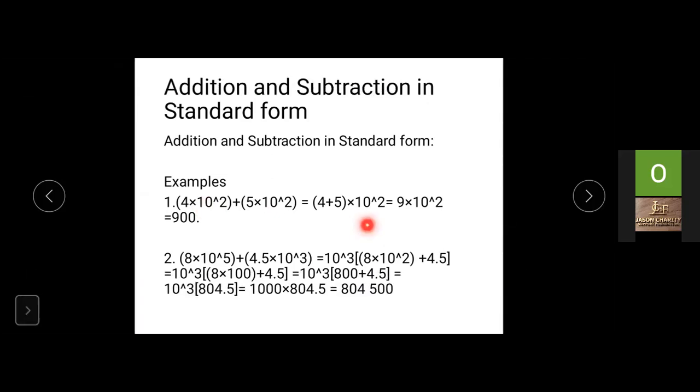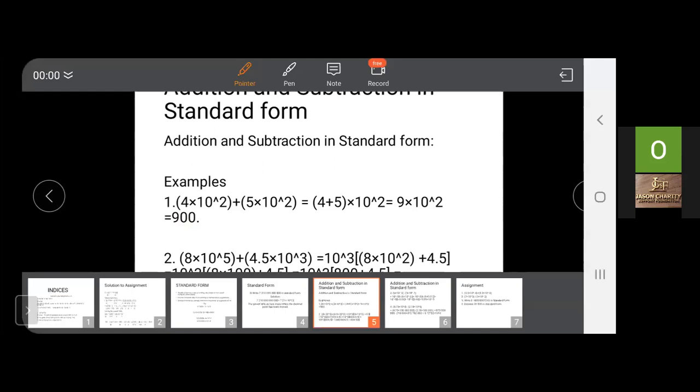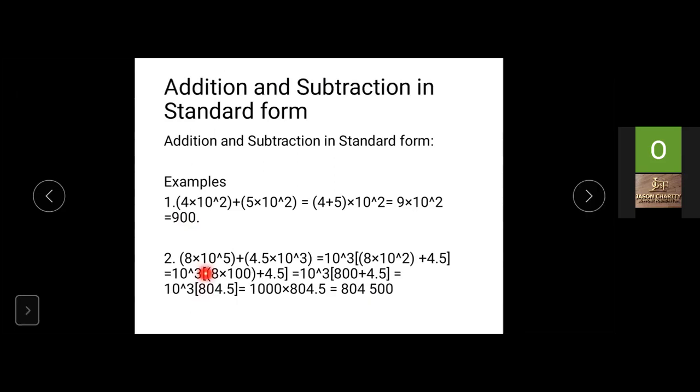So when we bring out 10 raised to the power of 2, which is common to the brackets, we have 4 plus 5 left, 4 in this bracket, and 5 in this bracket. So we have 4 plus 5 times 10 raised to the power of 2. That gives us 9 times 10 raised to the power of 2, which is 9 times 100. 10 raised to the power 2, 10 in 2 places, 10 times 10 gives us 100. So that's 9 times 100. Our answer is 900.